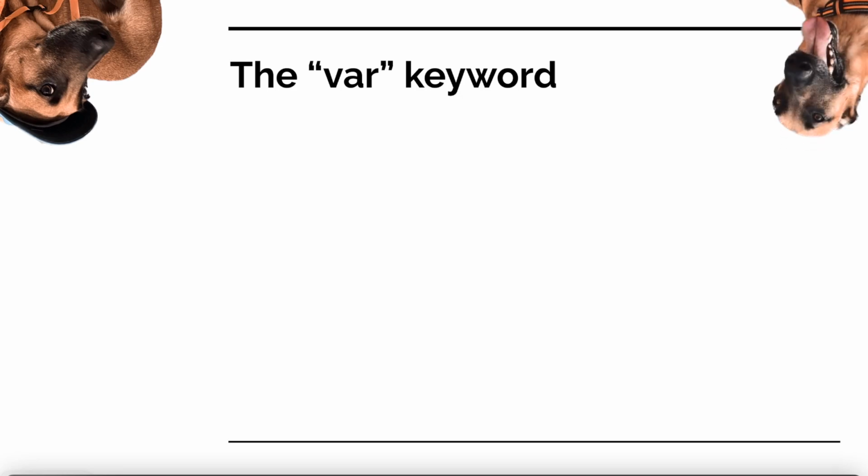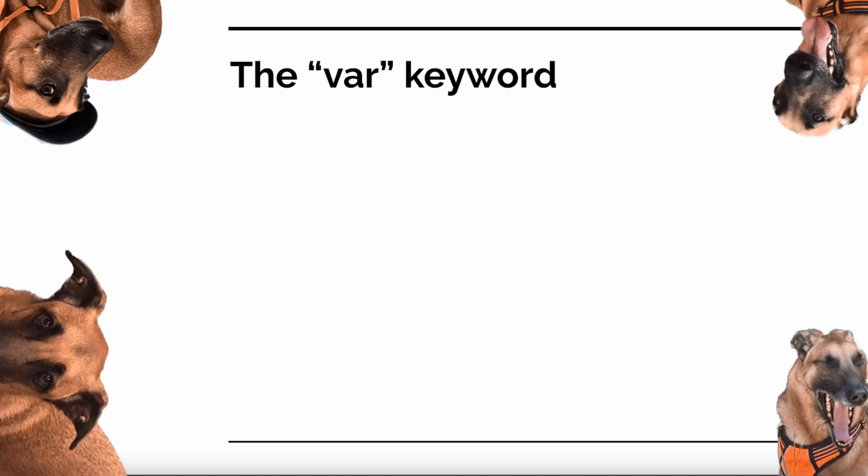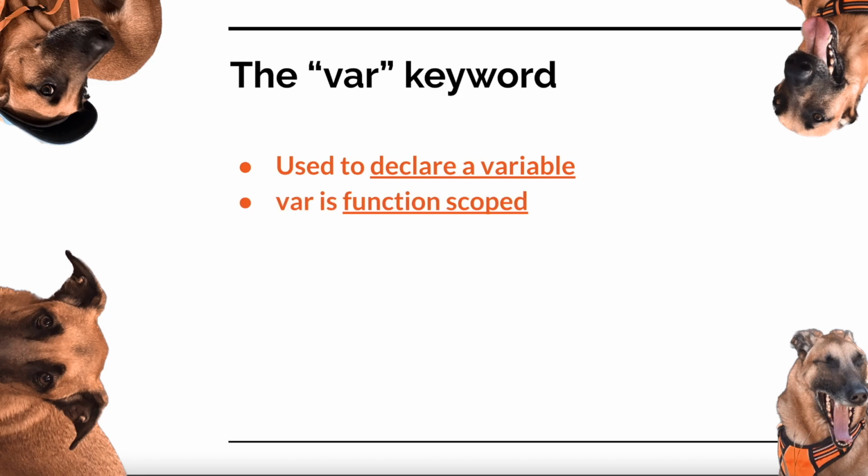Okay, let's dive into the var keyword. So, what is it? Well, the var keyword is one of three keywords used to declare a variable. Well, what makes it unique? Var is function scoped, which means if it's inside of a function, only that function has access to it.